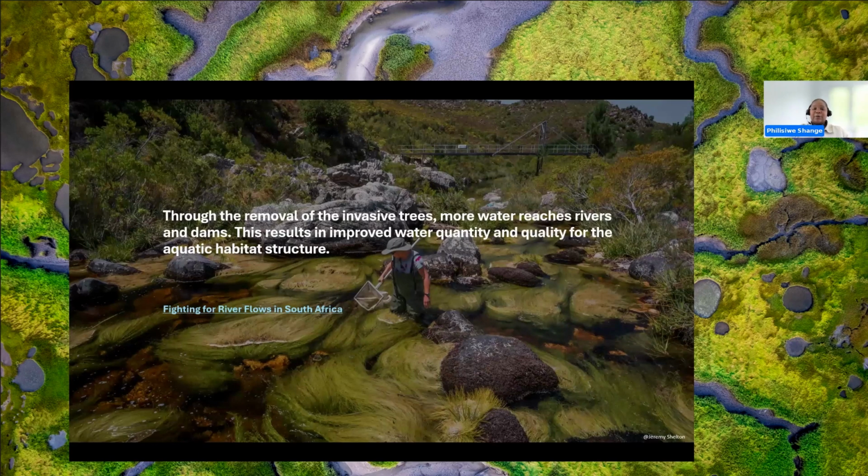So through the removal of the invasive trees, more water reaches rivers and dams, and this results in improved water quality and quantity for the aquatic habitat structure. I have a link here. I think Florence has shared this link in the resources, where you can look at the YouTube video that was done, and it has more details on our freshwater biodiversity monitoring.